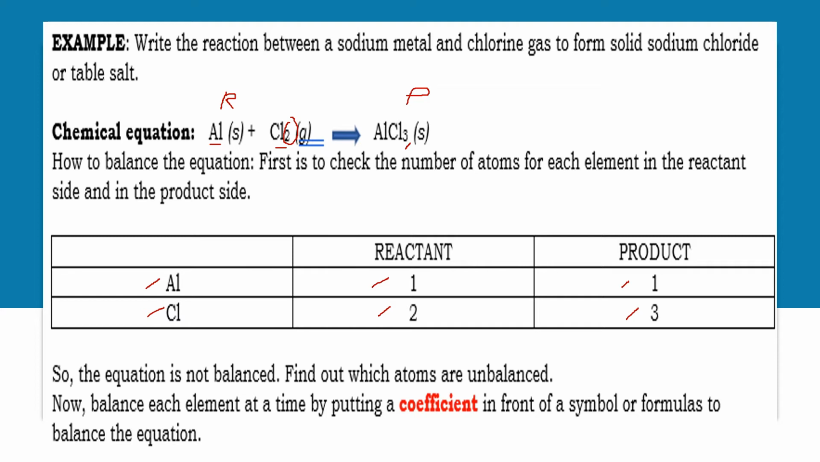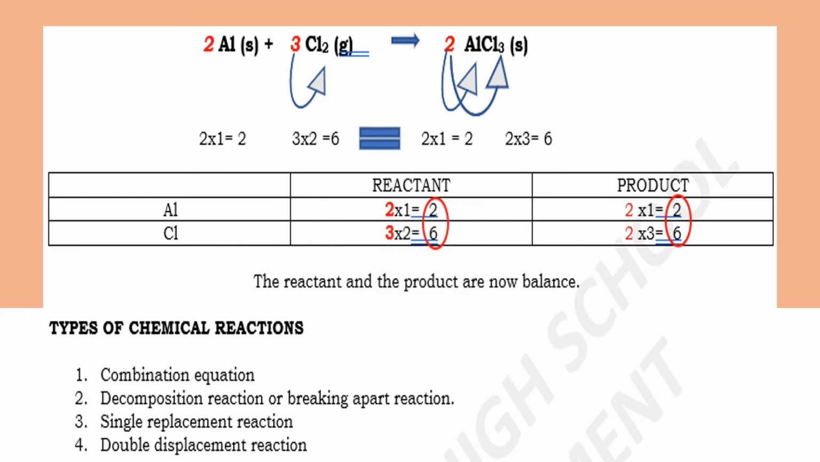So the equation is not balanced. You have to find out which atoms are unbalanced. So ano-ano ba yung mga hindi balanced? So you have aluminum and chlorine. Actually, dalawa yung hindi balanced. Now, balance each element at a time by putting a coefficient in front of a symbol or formula to balance the equation. Okay, so here is your sample.